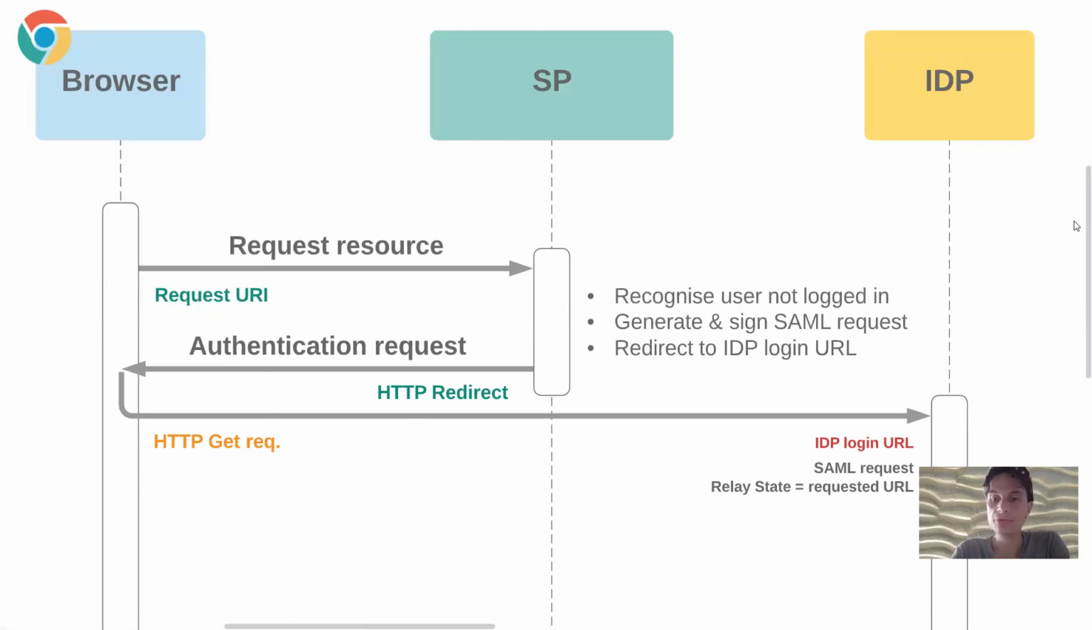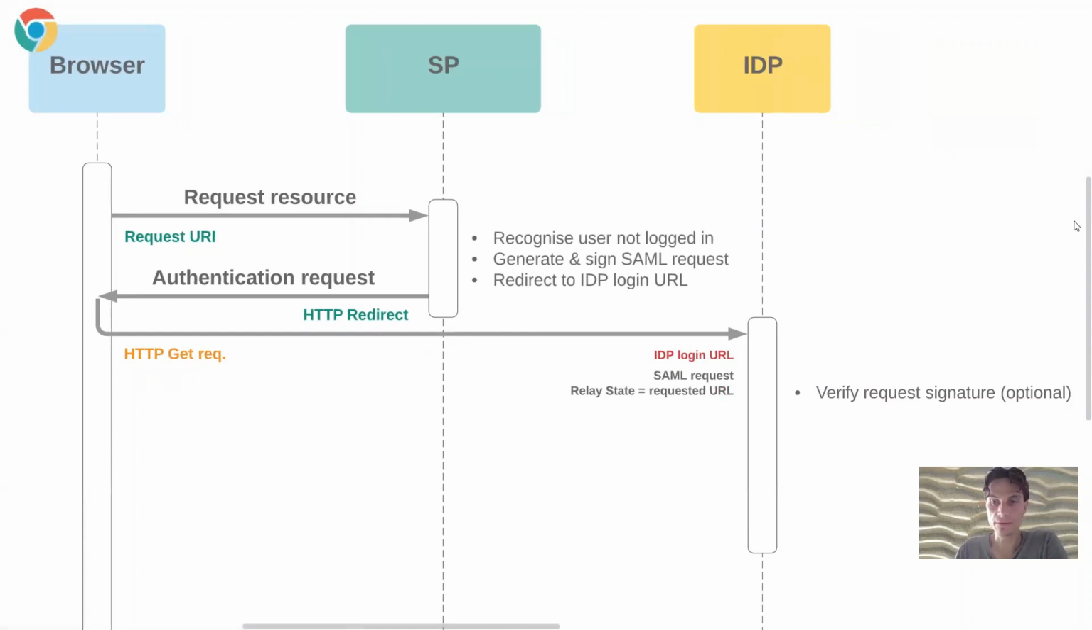One of the important ones for this flow is the relay state. The relay state is the originally requested URL from the service provider, so the link that the user ultimately wants to end up on. This bounces around the flow and ultimately comes back, so the appropriate resource can be served to the user.